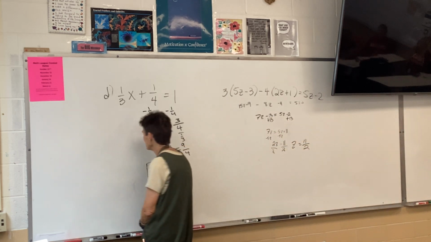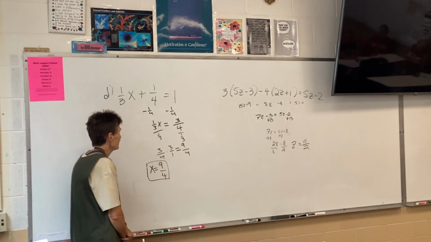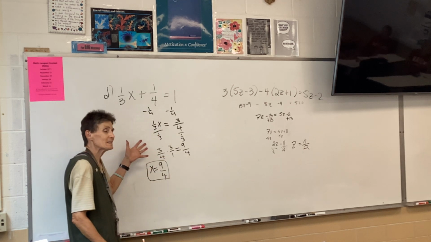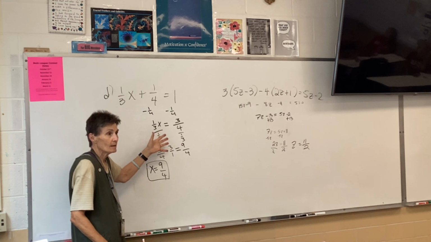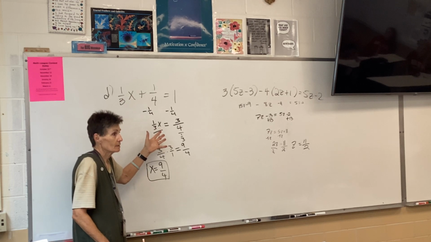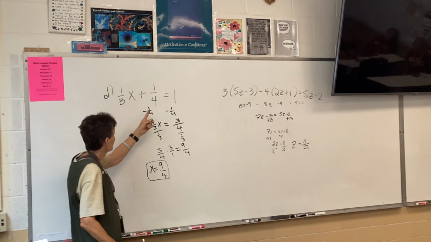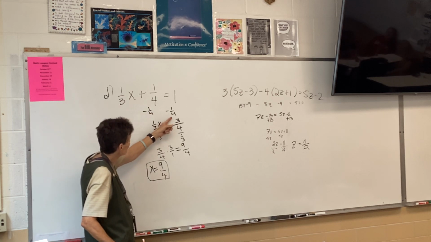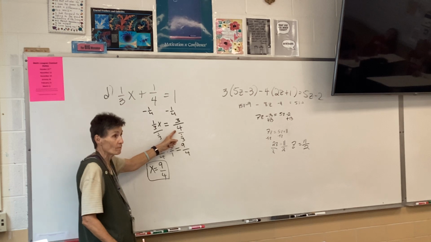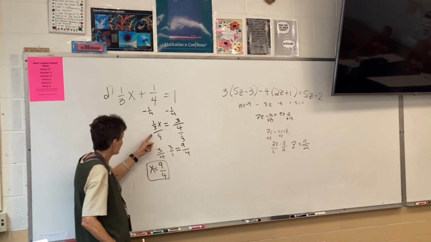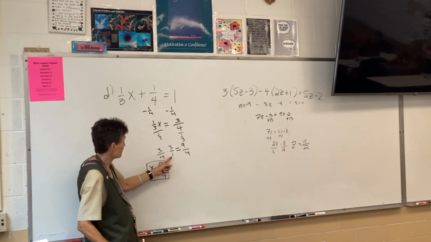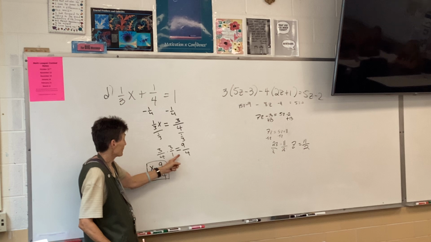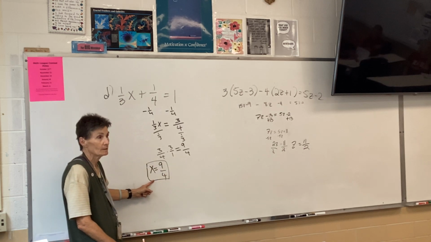All right, let's talk about D. Whoever did D loves fractions and knows how to handle fractions. And that's great, that's fine. Whoever did this said, I'm going to move this 1/4 over, so minus 1/4. 1 minus 1/4 is 3/4. Then I'm going to divide by a third, so 3/4 divided by a third is 3/4 times 3 over 1. The answer is indeed 9/4.